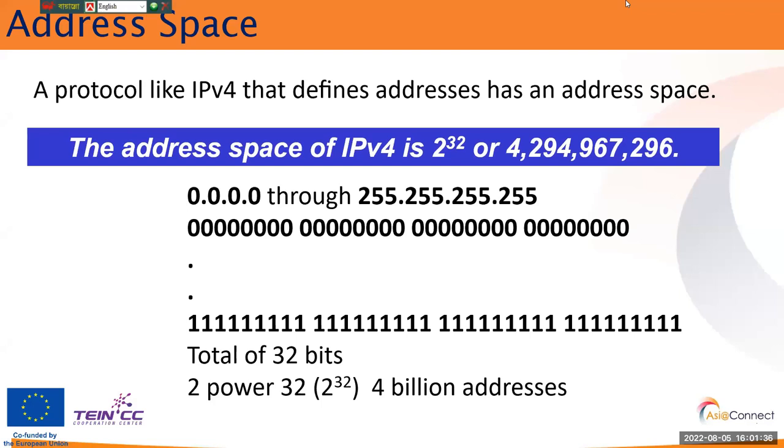For global IPs, we can connect more than 4 billion. But since PSTU, Patuakhali Science and Technology University, has different kinds of networks, in the internal network we can use private addresses. So if any user connects to the internet through the PSTU network, all users send their requests using one IP, which is called the real IP.